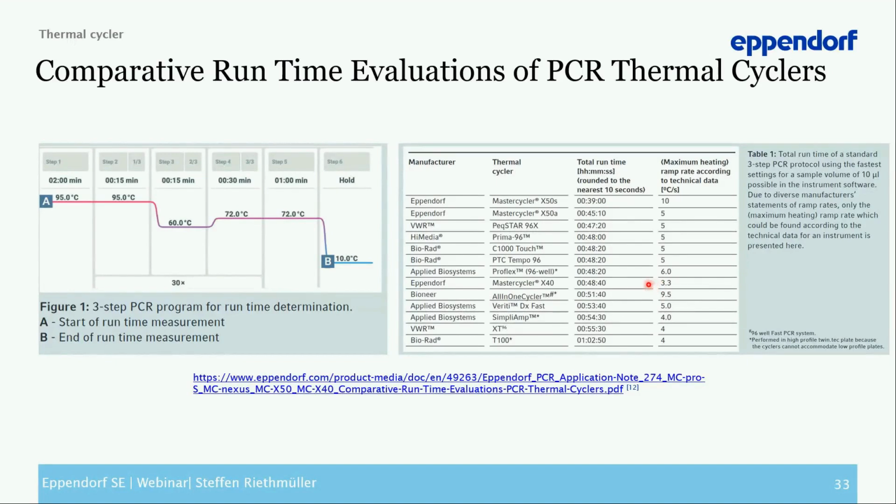And if you take a look here at the master cycler X40, for instance, it has the lowest heating ramp rate, of 3.3 degrees per second. But it's much faster than some other devices with higher max heating ramp rates. So why is this the case? Because max ramp rate is just one point to consider, and max ramp rate does not say that the ramp rate is linear. And if you have a much lower average ramp rate, then the term is misleading.